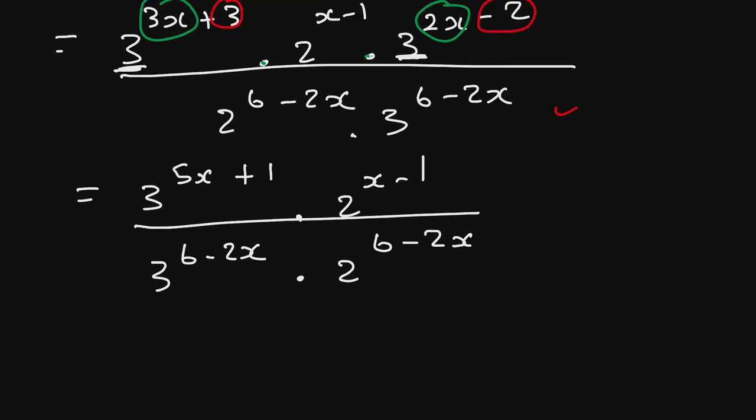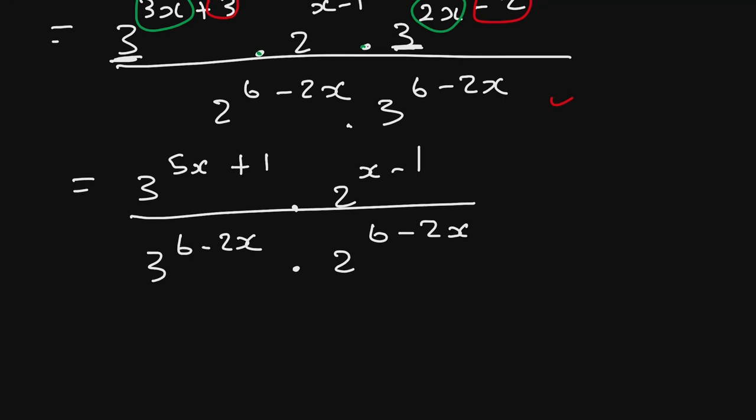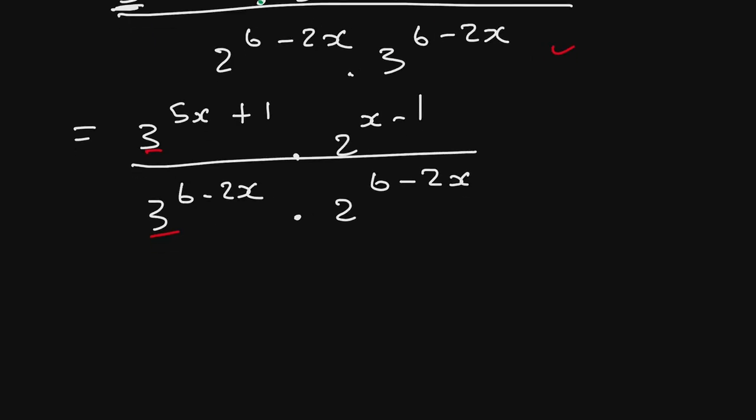Okay, now that we are done with multiplying the top and the bottom, the next step is for us to divide. Remember, you're going to divide the same bases. If you divide the same bases, you subtract the exponents. So in this case our base is just going to be 3, and we write it as it is.